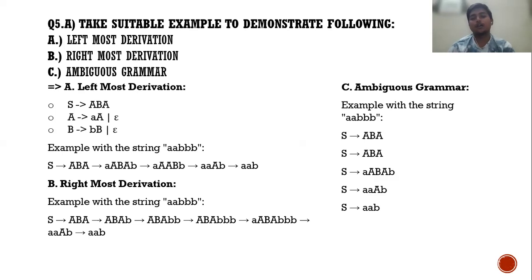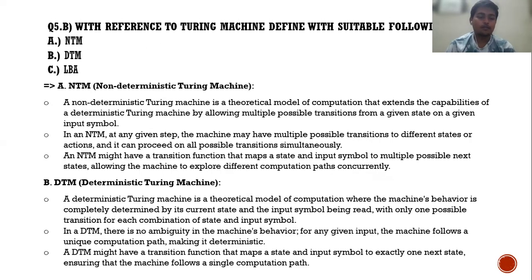Then last is ambiguous grammar. Here's the example of the ambiguous grammar. You can pause the video here and go through the example. Let's jump to the next, which is part B with reference to Turing machine. Define the following. First, NTM, which is non-deterministic Turing machine.